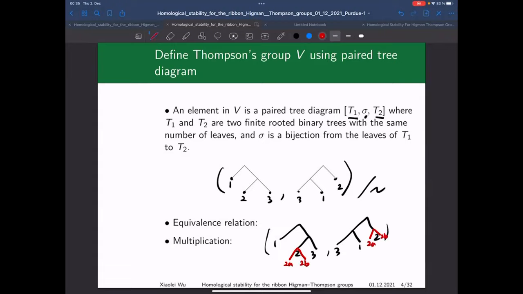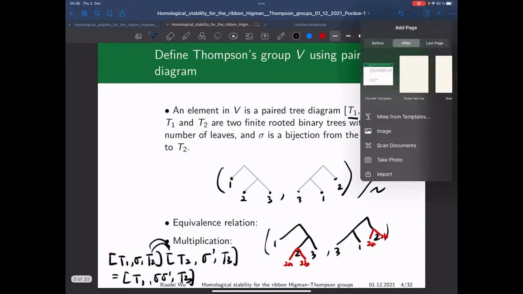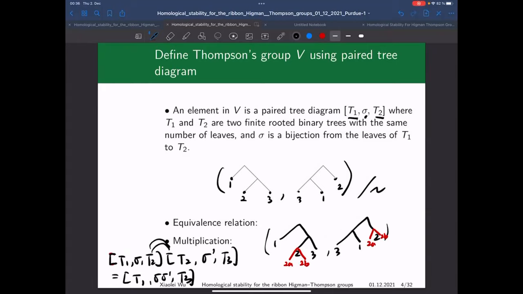With this equivalence relation, you can now define the multiplication. Let me explain. You have two trees, T1, sigma, T2, and then T2, sigma prime, T3. This is the easy case where the two middle trees are the same, and then it's very easy: it's just T1, sigma composed with sigma prime, and T3. When the two trees are different, you need to use expansions to make sure the two trees are the same. Imagine these two trees are in an infinite rooted binary tree, and you just take the union, which gives a tree that contains both.